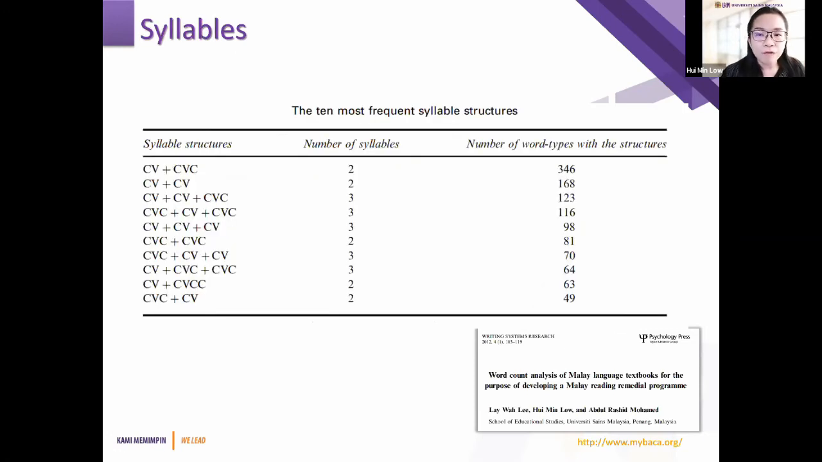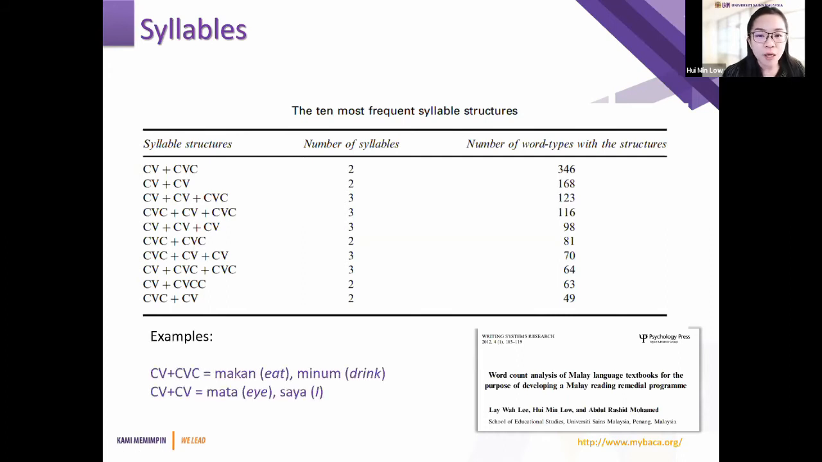It also provides syllabic structure information to help us plan the introduction of syllables. As Prof. Reynolds mentioned, English has a very high frequency of monosyllabic words, but not Malay. We have very few monosyllabic words. They're not even appearing in this list here. So a lot of Malay words are bi- and trisyllabic, as you can see in this table.